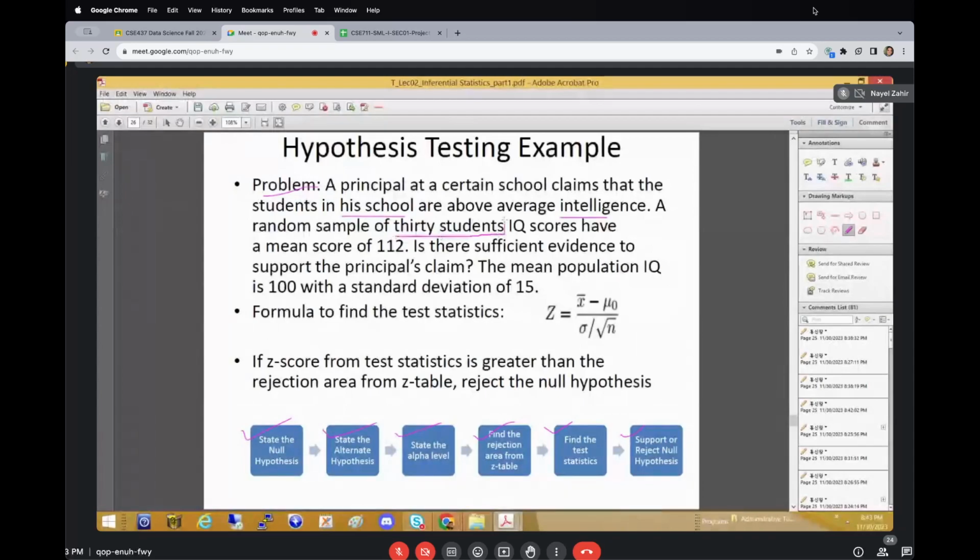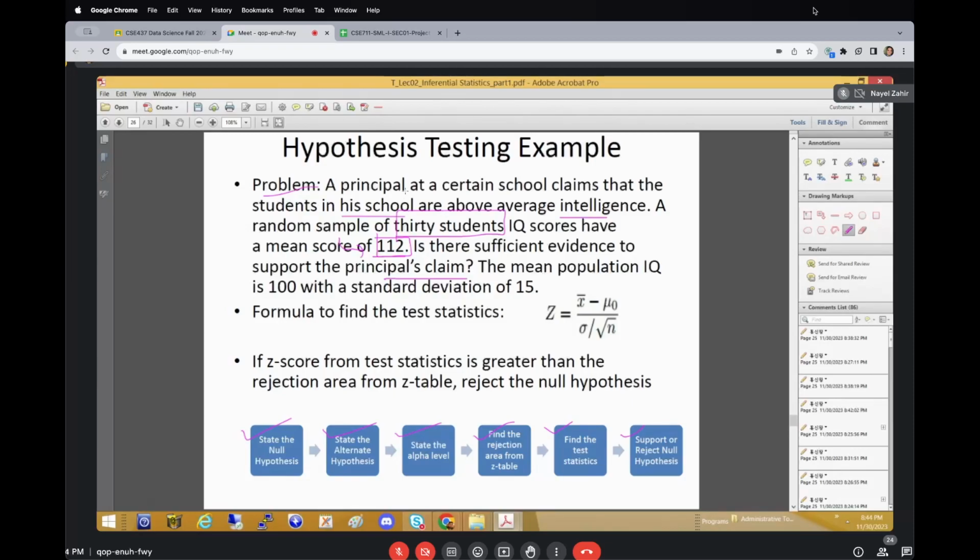So here are the 30 students. Okay, a random sample of 30 students whose IQ scores have a mean of 112. So is there sufficient evidence to support the principal's claim? From that school, we have taken just 30 students and tested their IQ, and we observed that the IQ score of the sample students is 112.